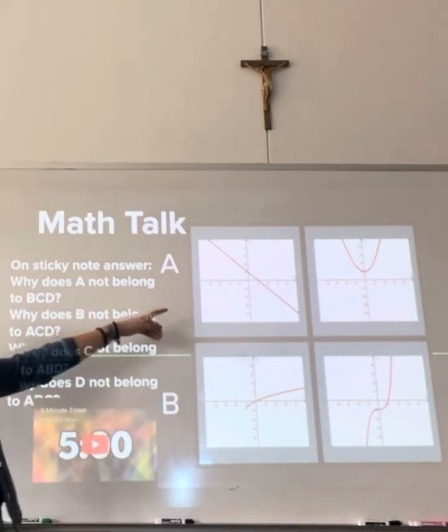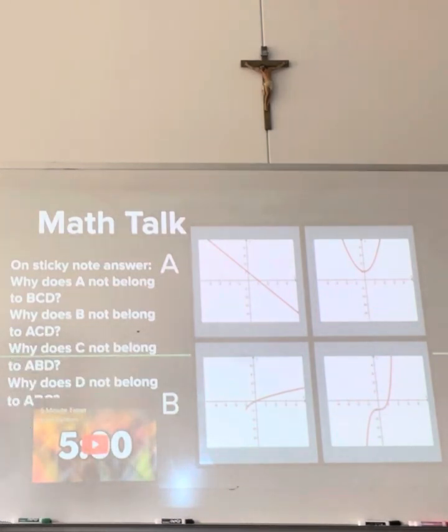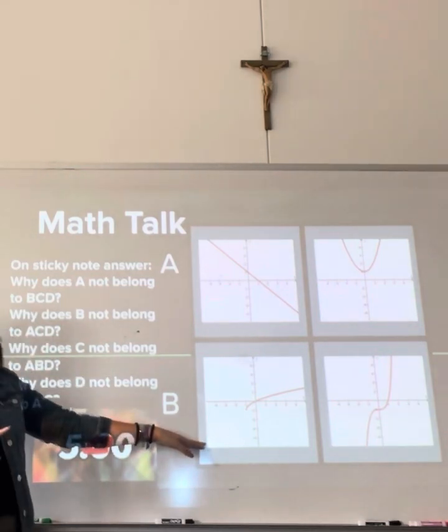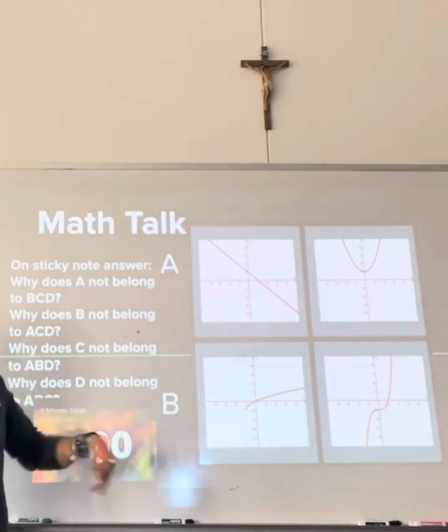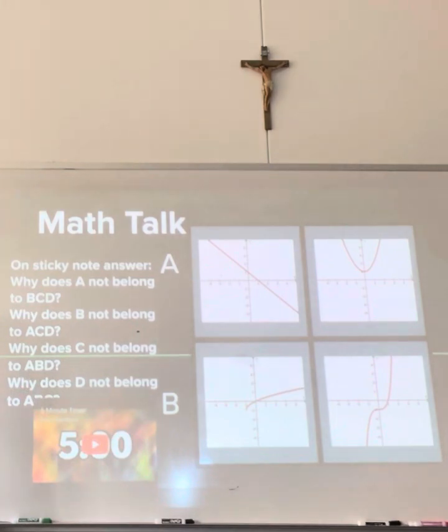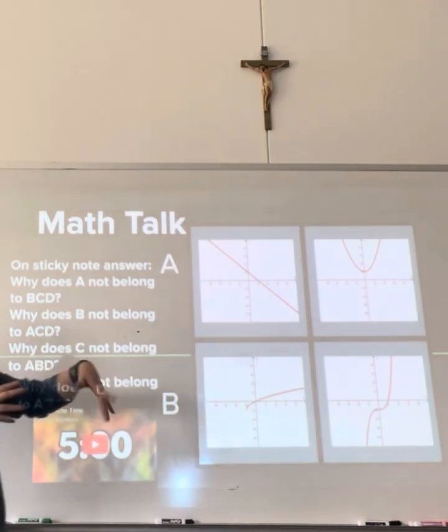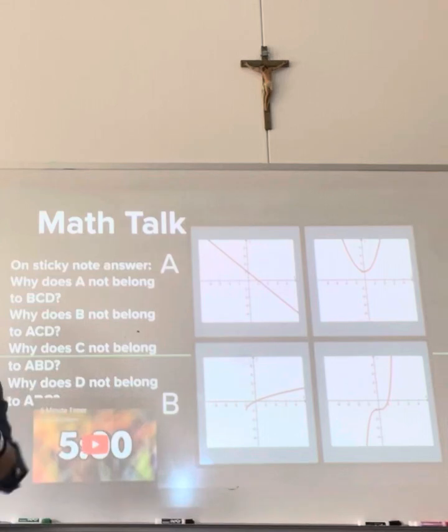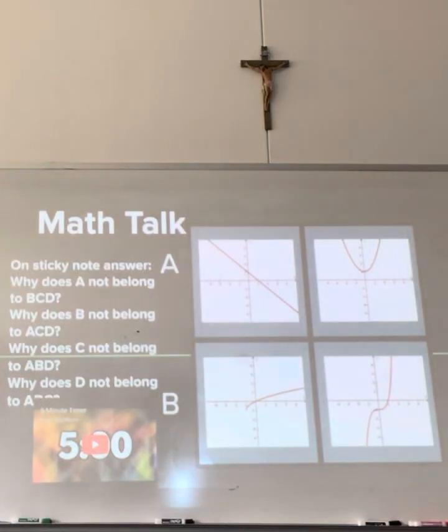So A does not belong because... make sure you have an answer. And then if you have one for A, see if you can come up with a reason why B does not belong. Once you have an answer, raise two fingers. And then try to come up with as many reasons as you can for why each of the quadrants does not belong, either A, B, C, or D, okay? All right, so go ahead and think in your head and raise your finger with how many reasons you have.